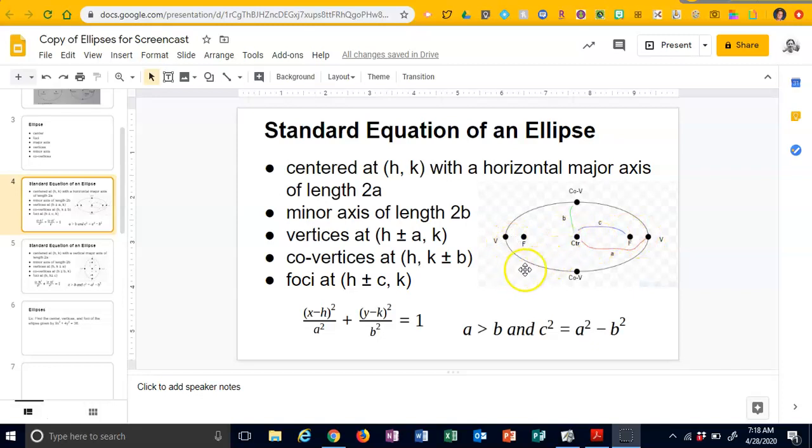Okay, in that type of case, remember that A is the distance from the center to each vertex, and C is the distance from the center to each focus, and B is the distance from the center to each of the co-vertices. So A is bigger than B, and C squared is equal to A squared minus B squared. One of the important things to notice is that since A is bigger than B, A squared is bigger than B squared, so the A squared goes underneath the x part of the standard equation of an ellipse.